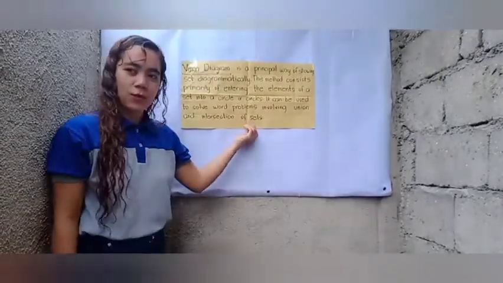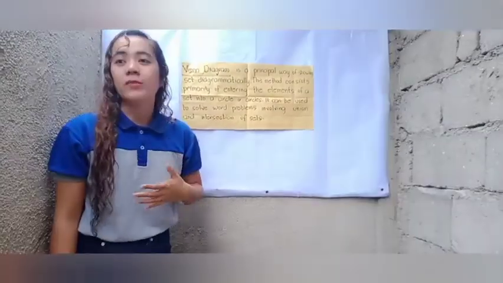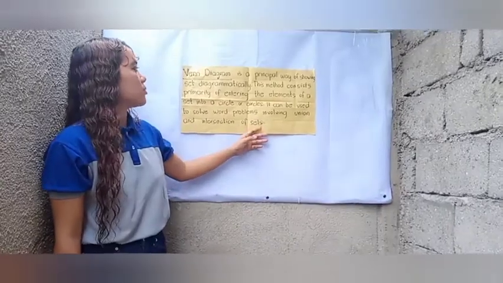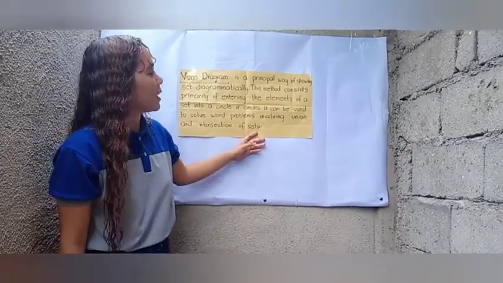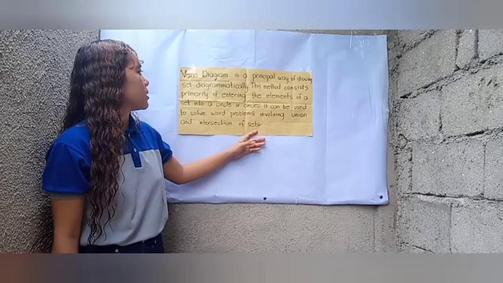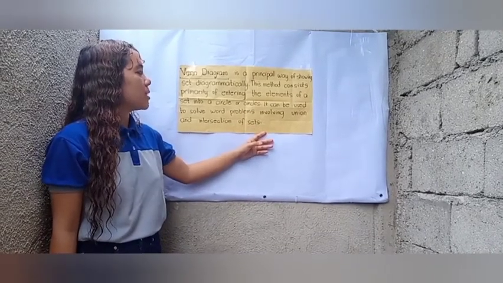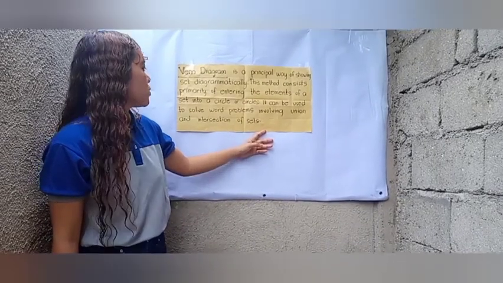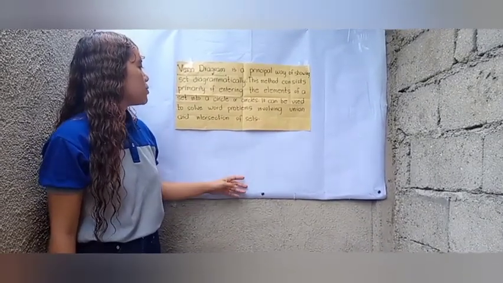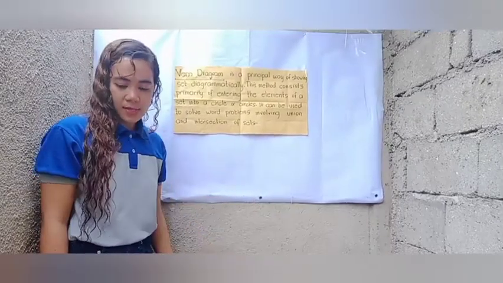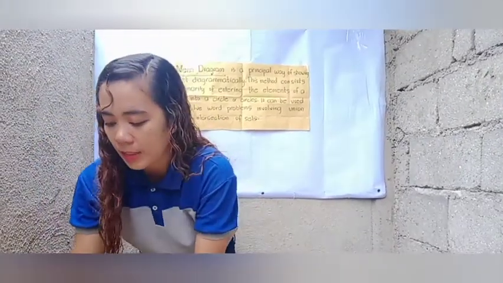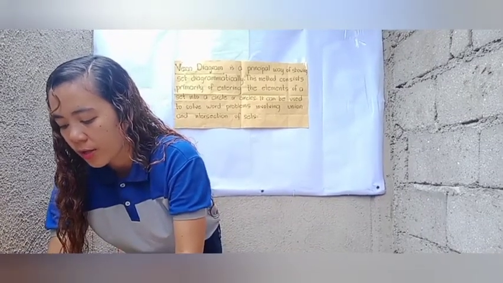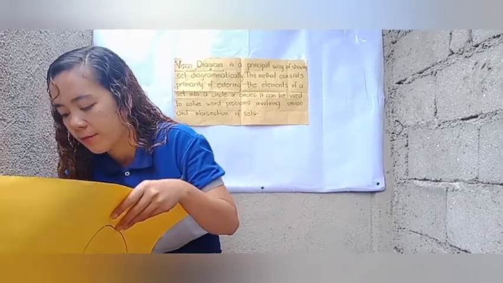Okay, thank you. Allow the teacher to read it loudly. A Venn diagram is a principal way of showing sets diagrammatically. This method consists primarily of entering the elements of a set into a circle or circles. It can be used to solve word problems involving unions and intersections of sets. To simplify that, I have here an illustration about the Venn diagram.